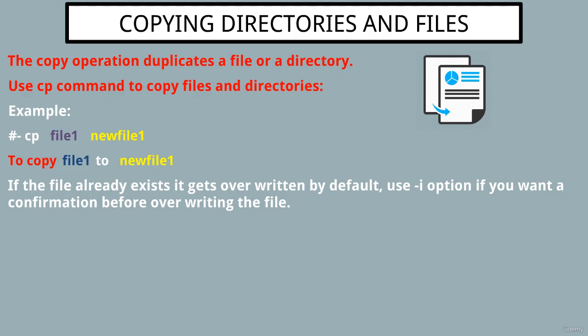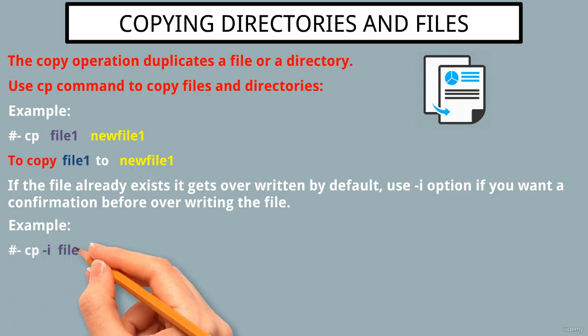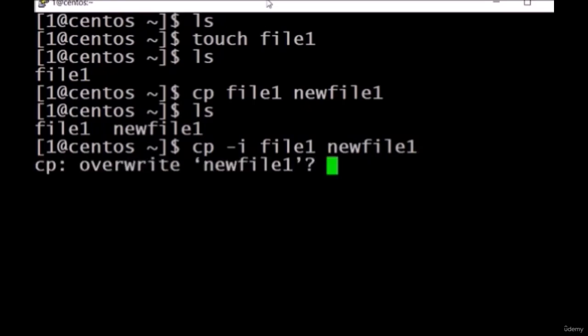But if you use the -i option, if you want a confirmation before you start overwriting files, that's what you will use. So let's look at that example so you have an idea of what I'm talking about. Let me get the command back. This time I'm going to add option -i. The command is basically the same, we just added option -i. I'm going to hit enter.